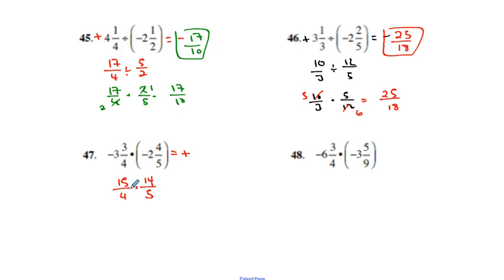Beautiful. 15 and 5 simplify, 3 and 1. 5 goes in there both. 2 goes in 4 and 14, 2 goes in there twice, 2 goes in 14 7 times. 3 times 7 is 21, 2 times 1 is 2, so you're just left with 21 over 2.